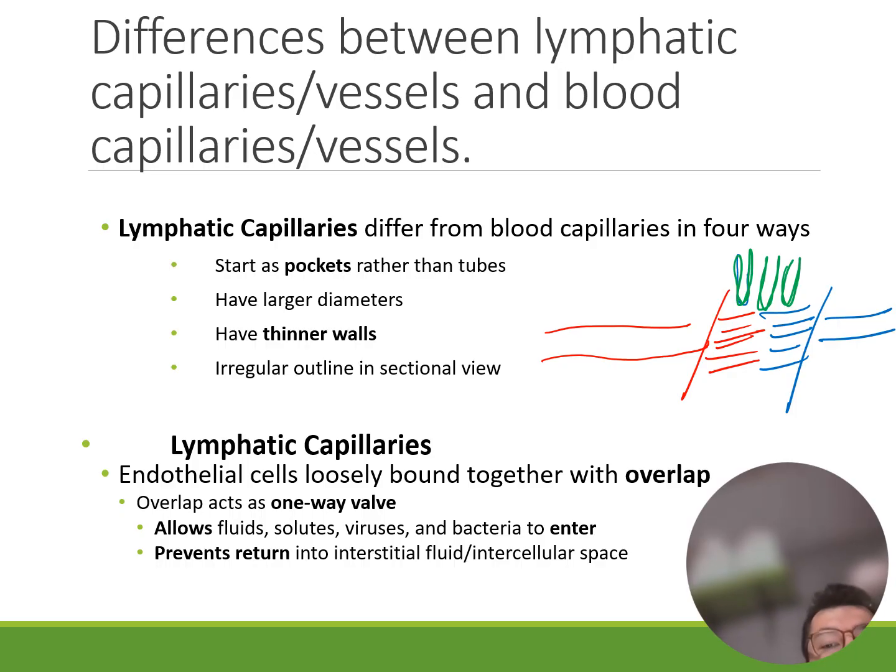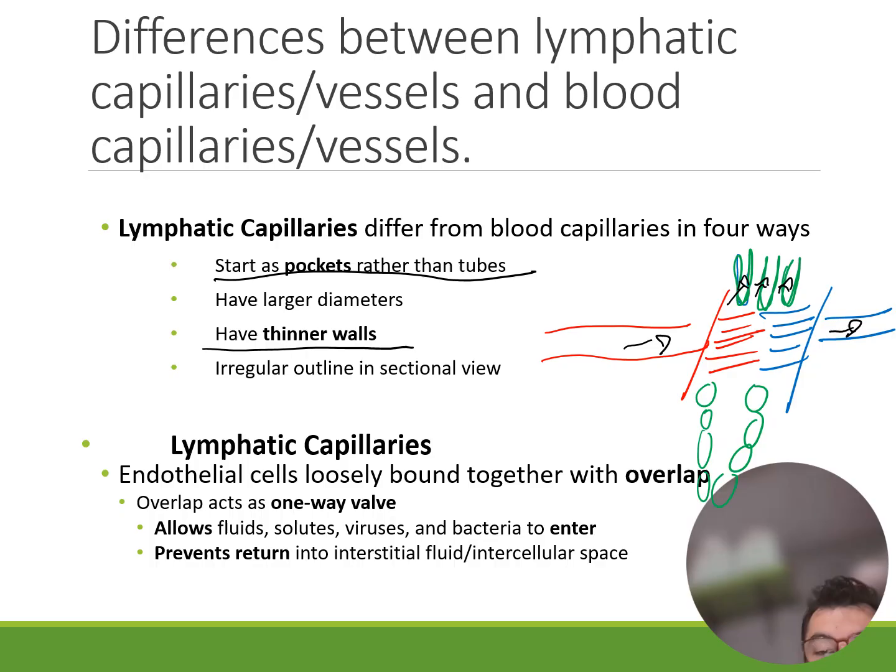So the first difference between the lymphatic capillary and the blood capillary is that the lymphatic capillary starts as a pocket. You can see here that there is continuous flow in the blood capillary from one side to the other. Here we start from interstitial fluid into the capillary. So the capillary starts as pockets. All right. They have thinner walls.